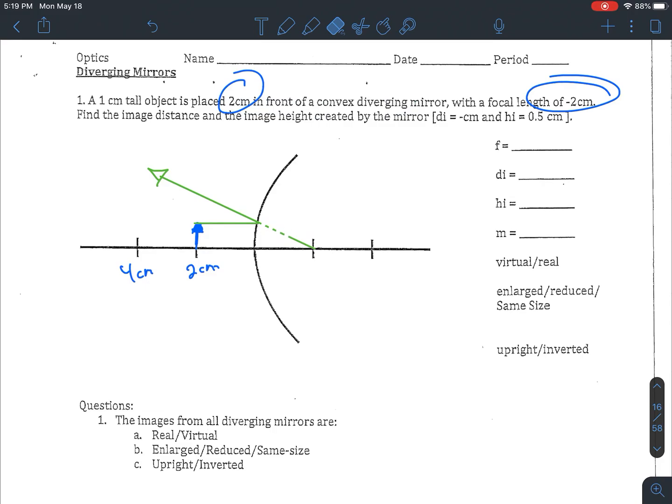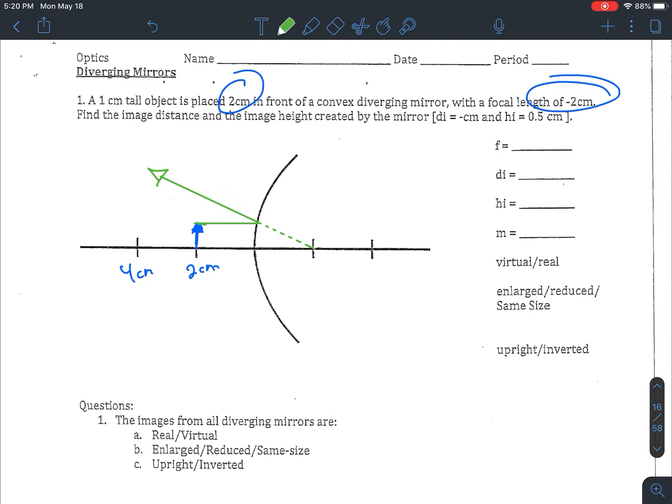But the dotted line represents where the light appears to come from. So it's appearing to come from the focal point on the other side of our mirror, hence the -2 centimeter focal length. So this is our parallel to our lens, or sorry, our mirror, and then appearing to come from the focal. The next one is our focal to parallel. Again, it's going to appear to come from the focal point.